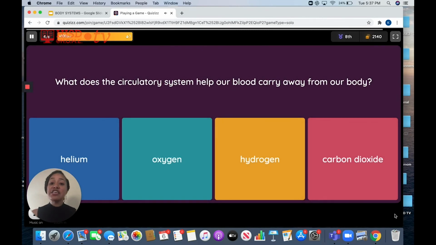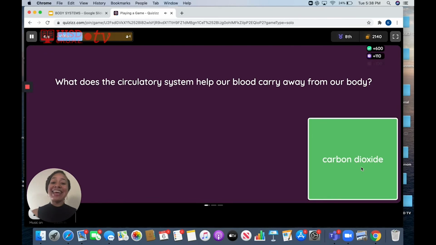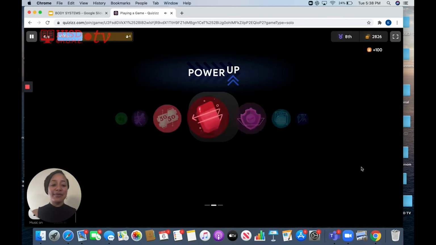What does the circulatory system help our blood carry away from our body? What do we carry away from our body? Which of these does our body not need? Yes, it is carbon dioxide.